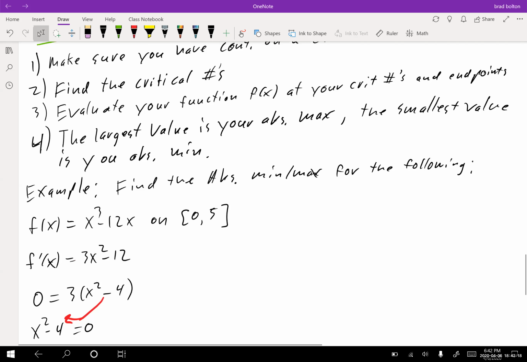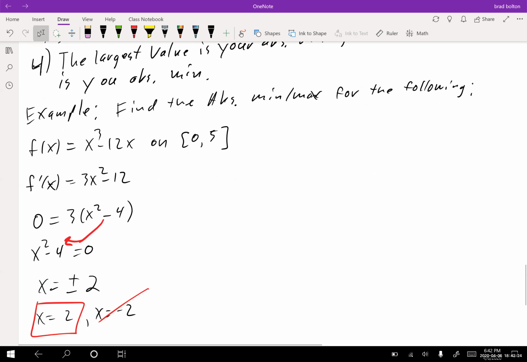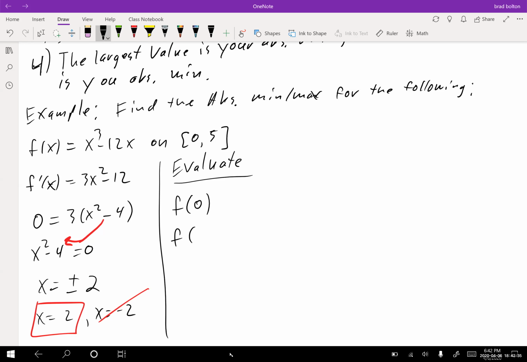So now we look at step 3. It says evaluate your function at your critical numbers and your endpoints. So right here, I'm going to do some evaluating. I have f of 0, f of 2, and f of 5. As you notice, these two guys are my endpoints, and this guy is my critical number.